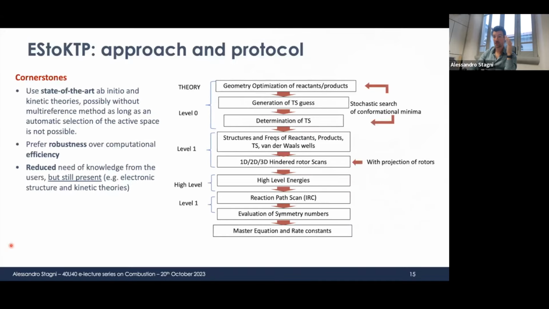So, S2KTP works with a series of steps in series, so that the state-of-the-art ab initio and kinetic theories can be adopted, if possible, but it's not always possible, as we will see later, without multi-reference methods, and preferring robustness over computational efficiency. So the objective is obtaining a constant, even if the calculations are very time-consuming. The advantage is that the needed knowledge is reduced to a minimum, but it's still present. We need a minimum knowledge of electronic structures, kinetic theories, and so on. Several reaction classes are implemented, among which H abstractions, additions, isomerization, beta decomposition, and barrierless reactions.